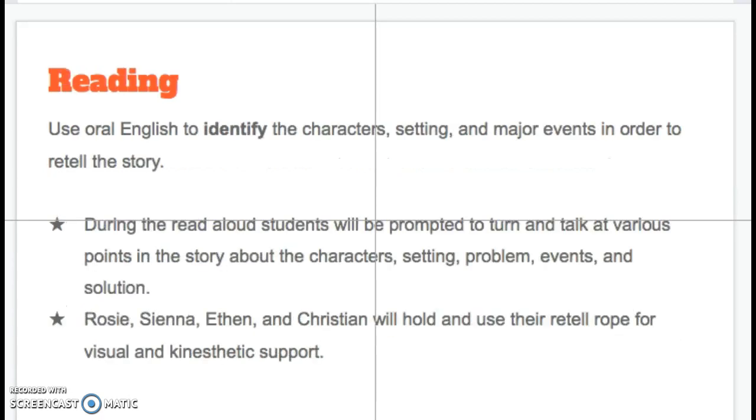During the read aloud, the students are going to be prompted to turn and talk at various points in the story about the character, setting, problem, and events, as well as solution. These 4 students can also have a retell rope in their hands to help them with the visual and kinesthetic support.